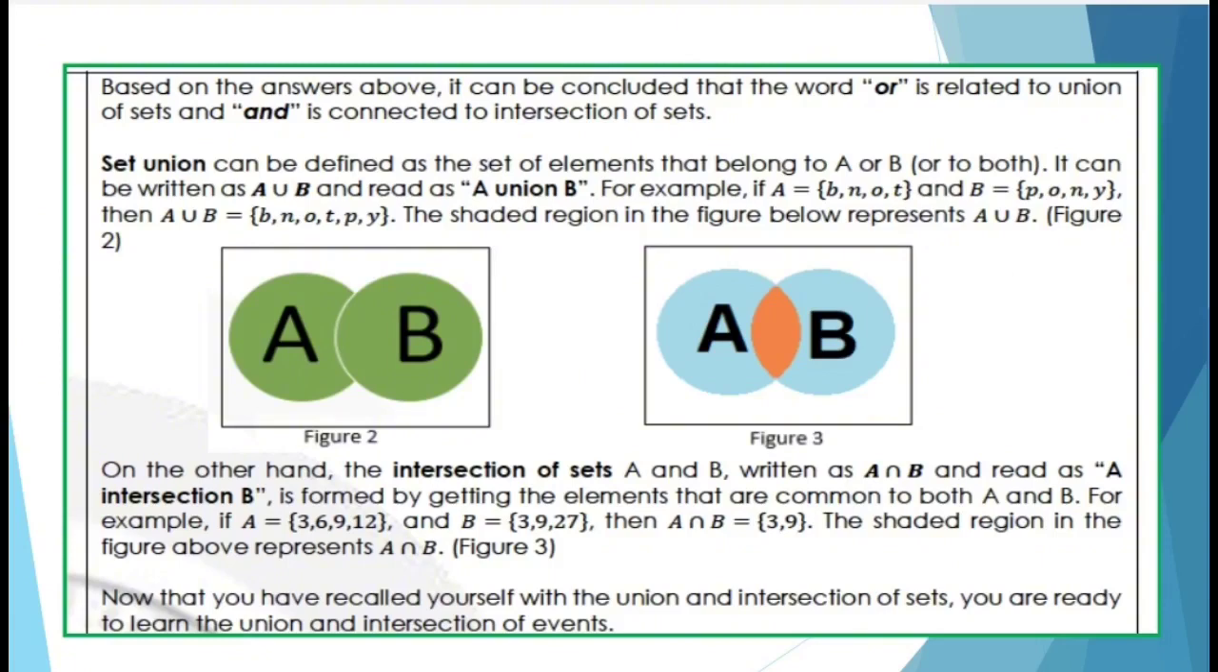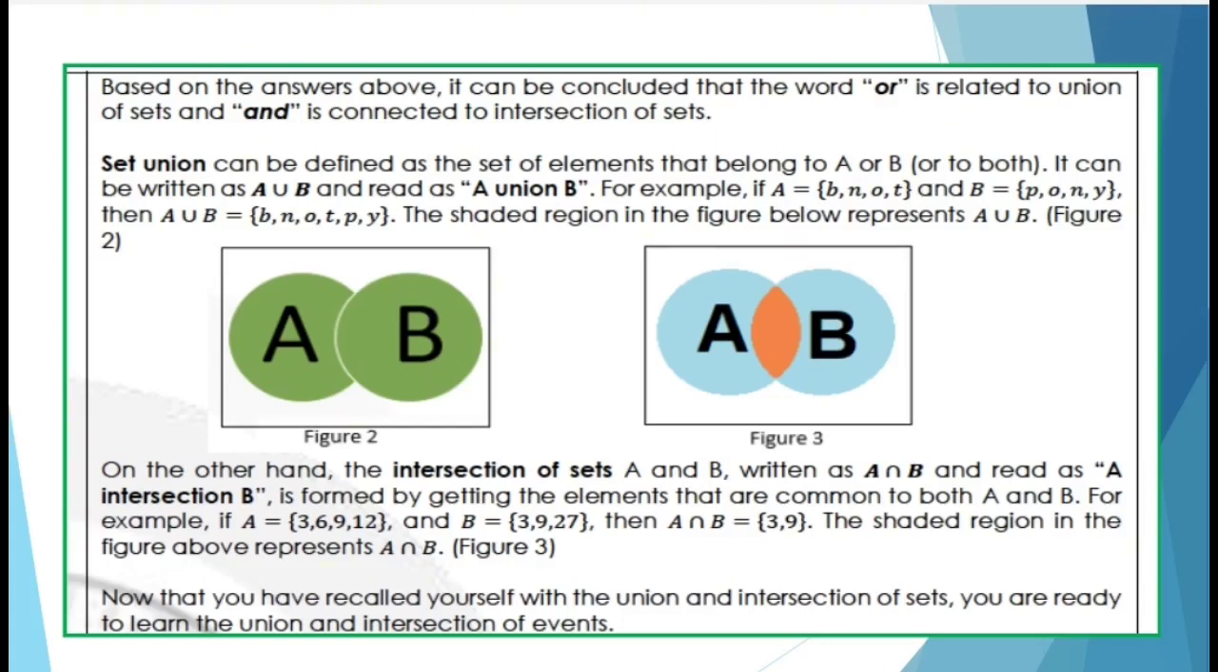For example, if A = {a, b, c} and B = {c, d, e}, then A ∪ B = {a, b, c, d, e}. The shaded region in figure 2 represents A union B.